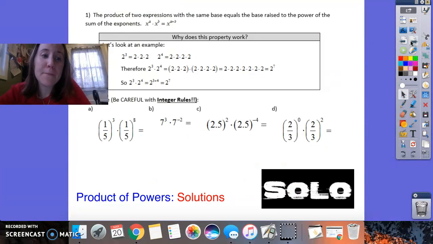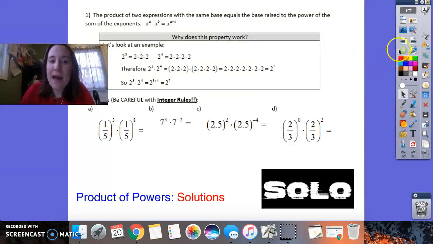So I'm just going to go through these 4 stations, some solutions. Our product of powers rule or property states that the product of 2 expressions with the same base, that's our catch, we have to have the same base, like in both of these examples here, the base is x, equals the base raised to the power of the sum of the exponents. That is a fancy way to say that if I have 2 powers and I'm multiplying them together, and the bases are the same, all I need to do is add the exponents.